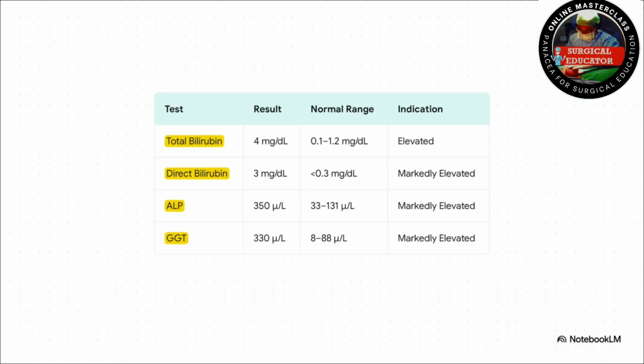Now, what's really fascinating here is the specific pattern in our patient's labs. It's not just that the liver tests are abnormal, it's how they're abnormal. The bilirubin is mostly direct or conjugated, and the canalicular enzymes, that's your ALP and GGT, are through the roof. This pattern just screams biliary obstruction.